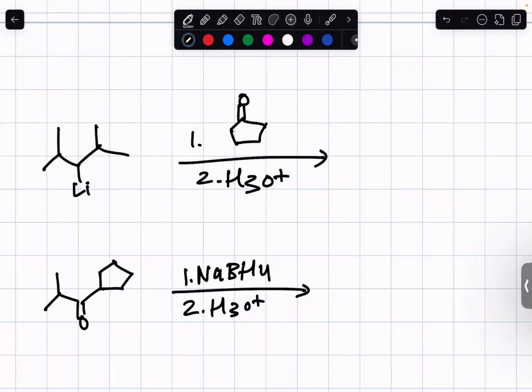Now I can see the 1,2 and 1,4 when I count. 1, 2, 3, 4. Which one would be 1,2, and which one would be 1,4? Kinetic is 1,2, and 1,4 is thermodynamic, in this example. Not all examples would be like that. That's good. Nice job.